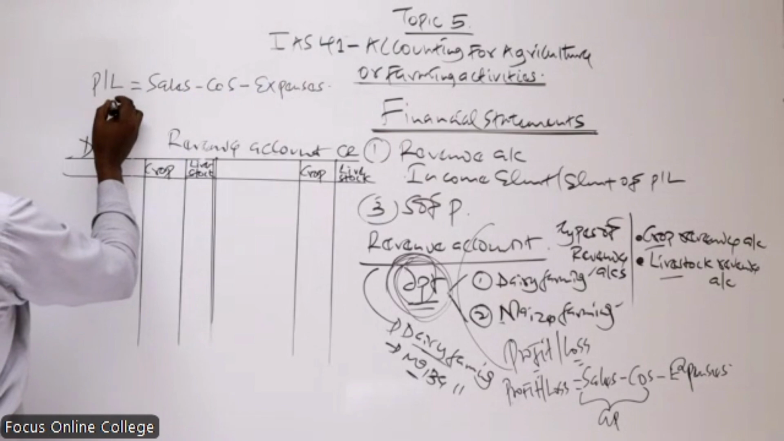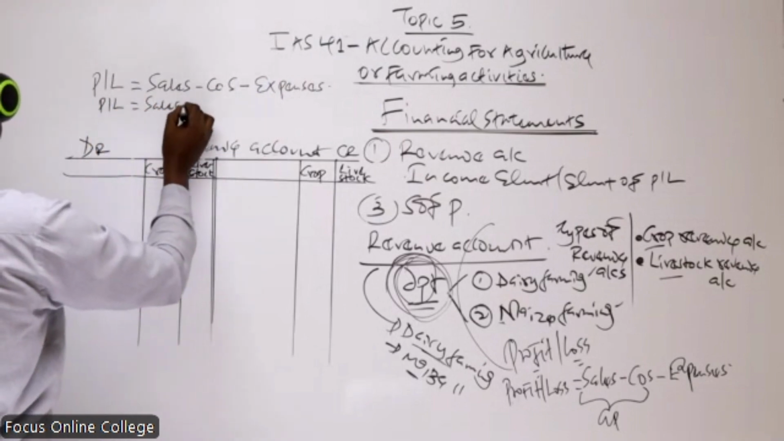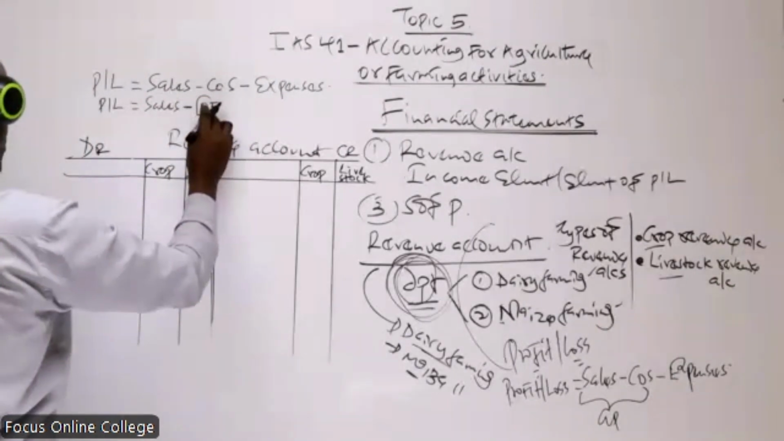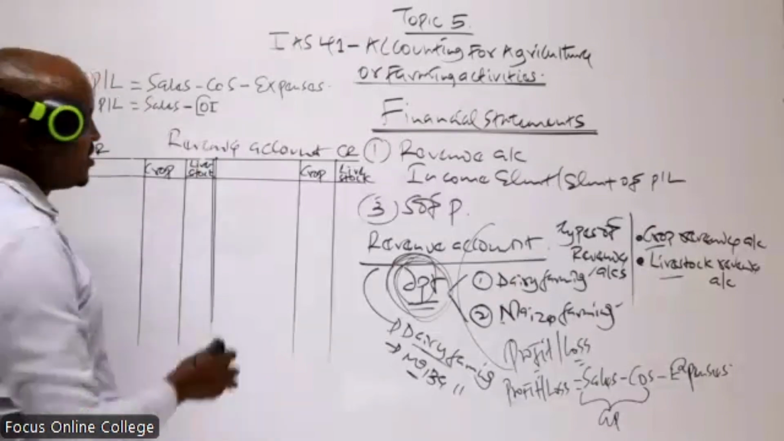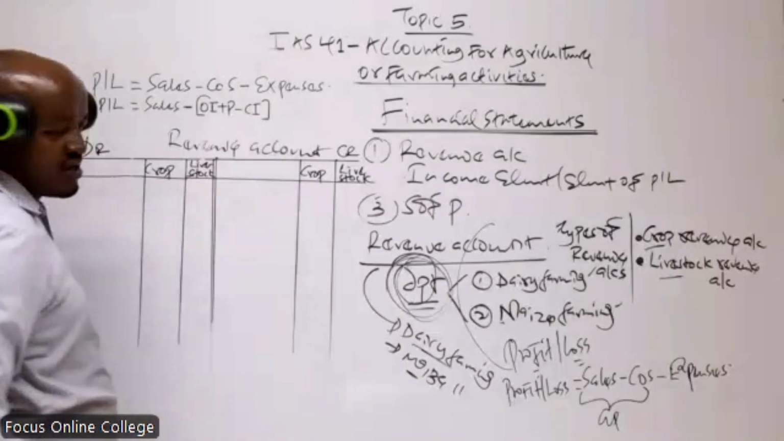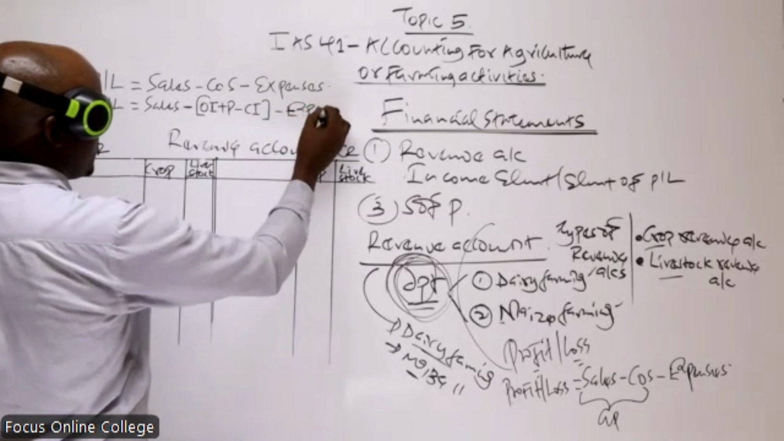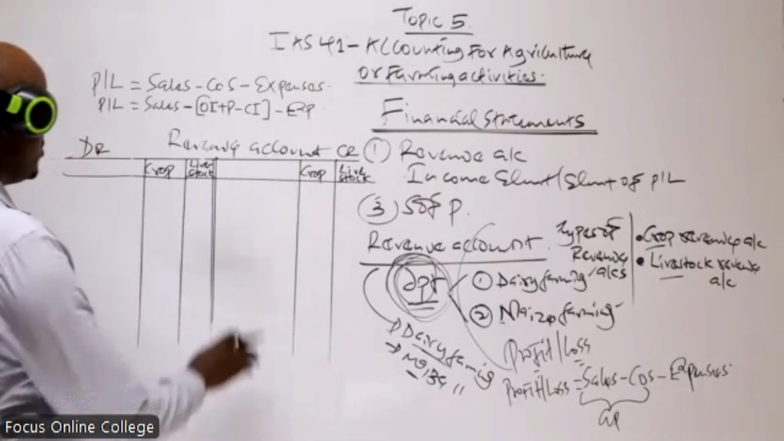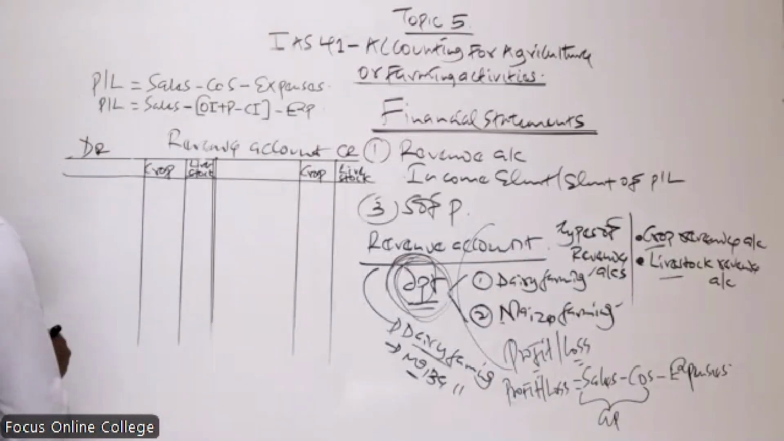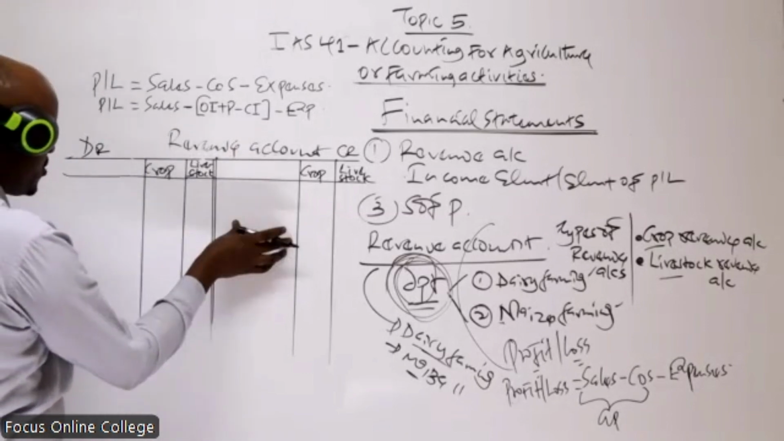But also, how do we compute the cost of sales here? The cost of sales is computed by taking the opening inventory. This is something you know from financial accounting. We add purchases minus the closing inventory. That is how we compute the cost of sales. And then to this, we proceed and we less what? The expenses. So I want us to open this bracket because we need to have this equation. It will help us in understanding how we prepare this account, what we record on the debit side, what we record on the credit side.